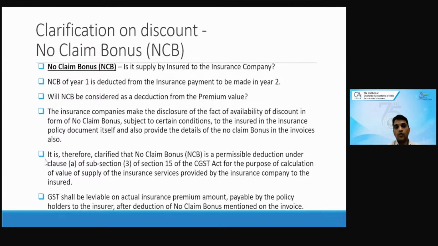So any no claim bonus that is being given has to be reduced, and on the net value only GST has to be paid. So GST will be paid on the net value, which is after reducing the no claim bonus. So you have to deduct the no claim bonus and then pay the GST on the balance value.